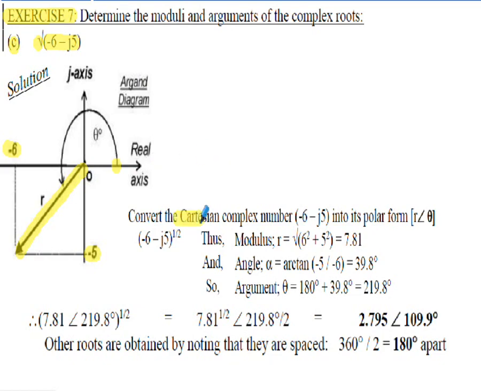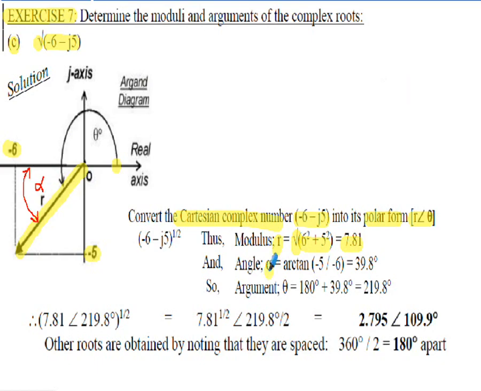So we're going to now convert the Cartesian complex number negative 6 minus j5 into polar form, the r theta format. Calculate the modulus r, that's from Pythagoras' theorem, 6 squared plus 5 squared in this case, all square rooted, the value of 7.81 for r. Now to calculate angle theta, the first thing I'm going to do is calculate angle alpha, which is this angle shown here on our diagram. And once I know angle alpha, I can work out angle theta.